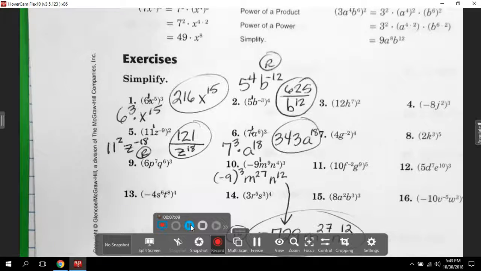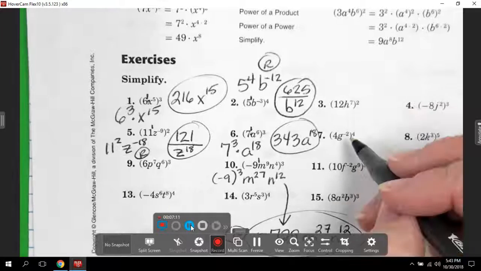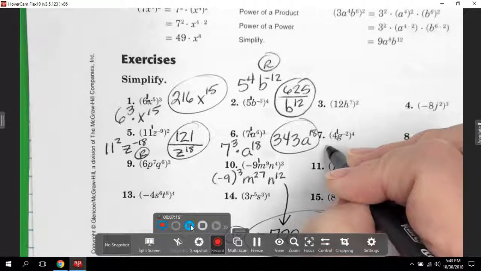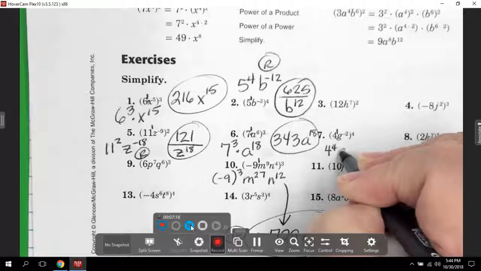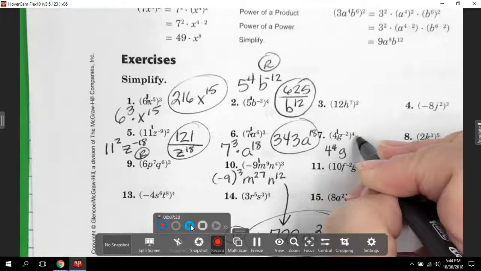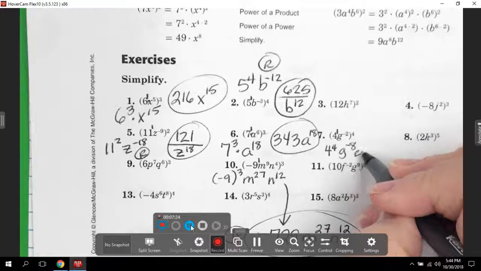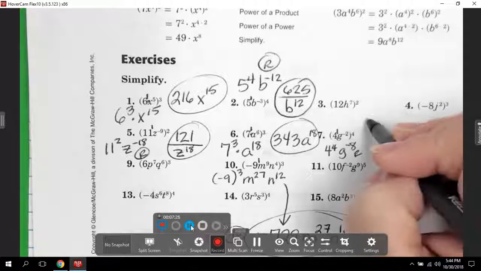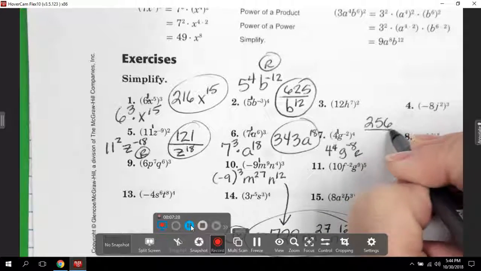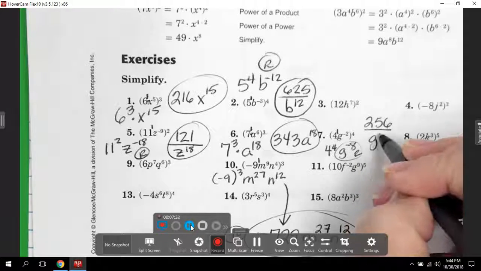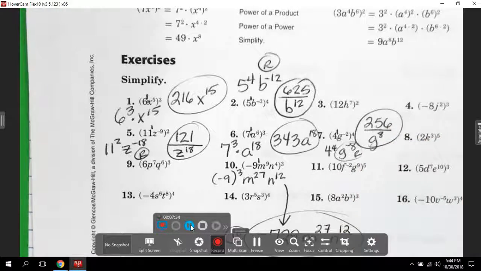Let's go with problem number 7. 4 to the 1st power raised to the 4th power is 4 to the 4th power. g to the negative 2nd raised to the 4th is g to the negative 8th. 4 to the 4th power is 256. This is what we've got to change to its reciprocal, so g to the 8th power in the denominator.